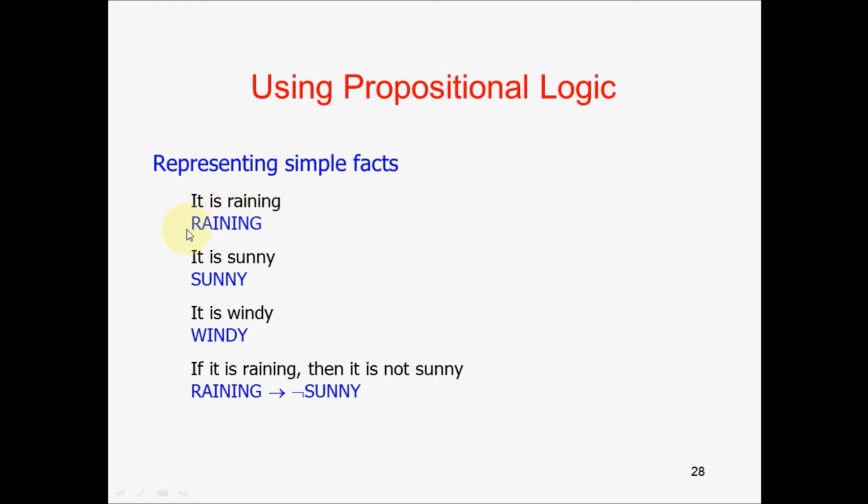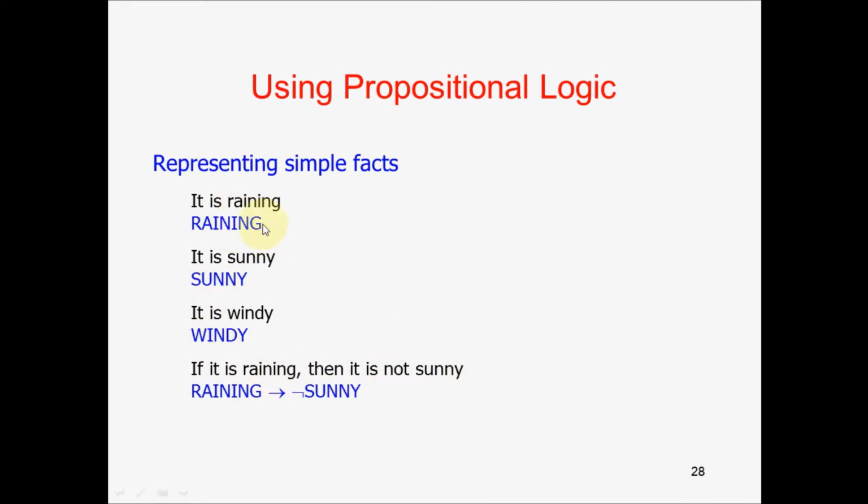So if not comes in front of the raining variable, then it means it is not raining. It is sunny can be represented with just one word, sunny, or you can even say let S be the proposition that it is sunny. It is windy can be represented with windy. And now all these three sub sentences are used in this bigger sentence.